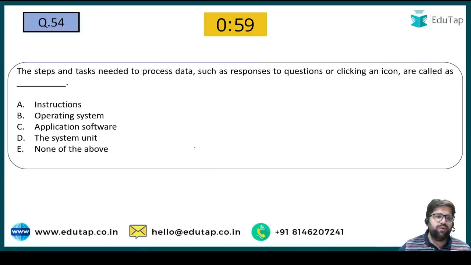Question number 54. Now let's take our session in a speed mode, up to question number 60. The steps and tasks needed to process data, such as responses and questions and clicking on icons, are called instructions, my friend. Very basic question. This should not have been wrong. The correct answer of this particular question will be A. Yes, 54A.